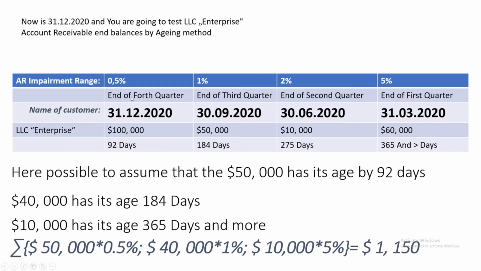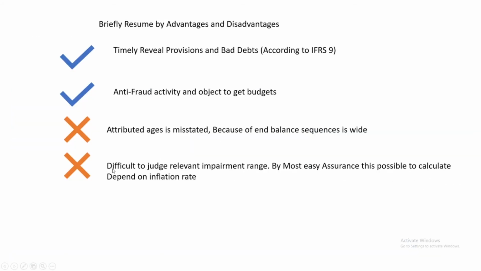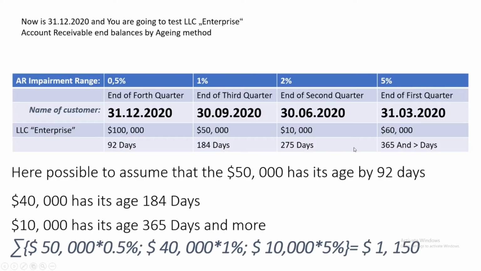A disadvantage is that attributed ages can be misstated because the end balance sequences are wide. What does it mean? If you are going to perform this test of control, it would be more perfect to represent periods of very high density, meaning every week's end balances, or every day's end balances, and test them. It is a huge amount of work or needs very expensive modules, and is difficult to manage. Another difficulty is judging the relevant impairment range. The easiest assurance is possible by calculating depending on the inflation rate, but it depends on each customer's issues, so taking this percentage is pretty judgmental.